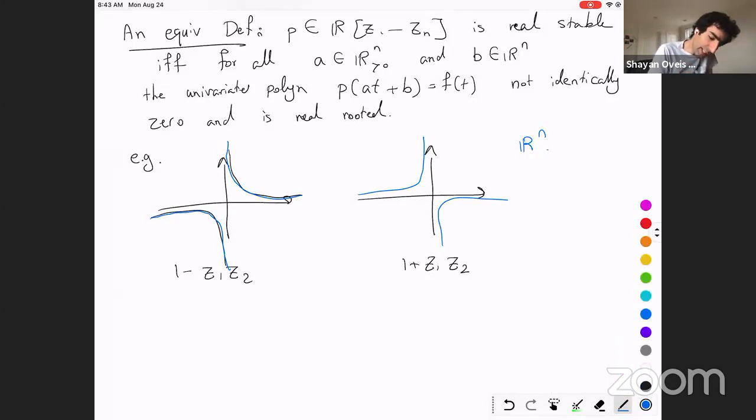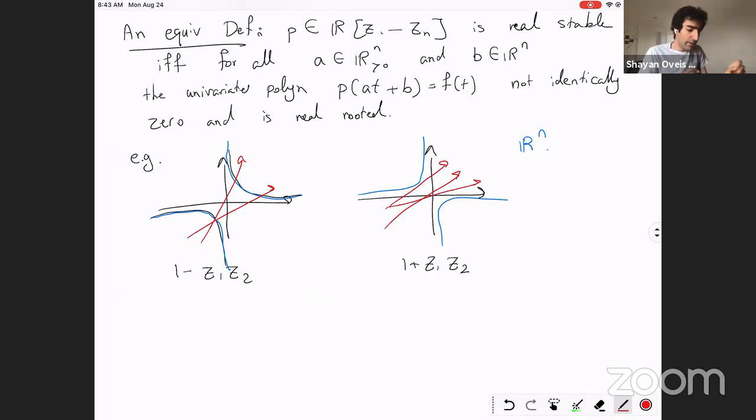Now, I'm going to look at the roots of this polynomial along the lines pointing to the positive orthant. You see there is this big difference between the left picture and the right picture. In the left picture, every line pointing to the positive orthant will cross the roots at exactly 2 points. But in the right picture, there are some lines like this one that cross the roots at 2 points, and there are some other lines which cross the roots at 0 points.